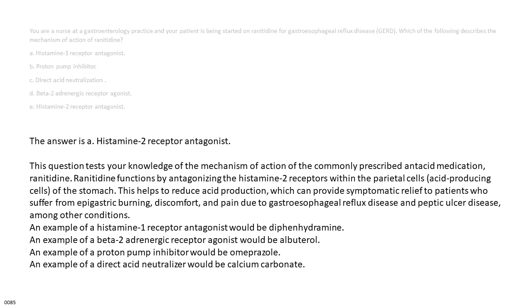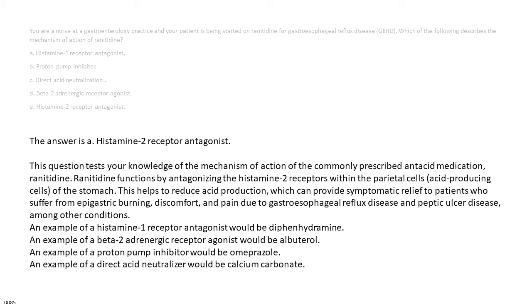The answer is E. Histamine 2 receptor antagonist. This question tests your knowledge of the mechanism of action of the commonly prescribed antacid medication, ranitidine. Ranitidine functions by antagonizing the histamine 2 receptors within the parietal cells, acid-producing cells, of the stomach. This helps to reduce acid production, which can provide symptomatic relief to patients who suffer from epigastric burning, discomfort, and pain due to gastroesophageal reflux disease and peptic ulcer disease, among other conditions.